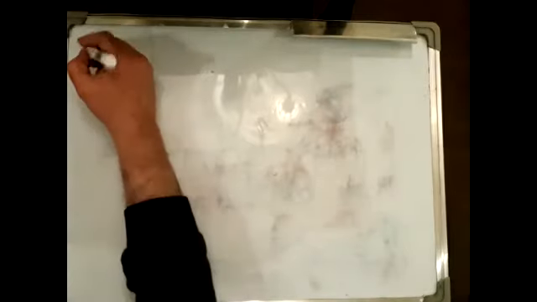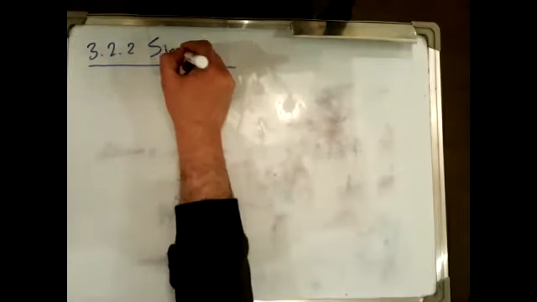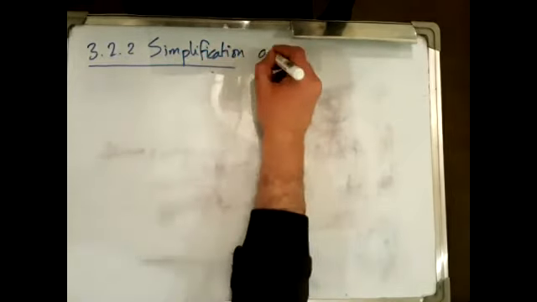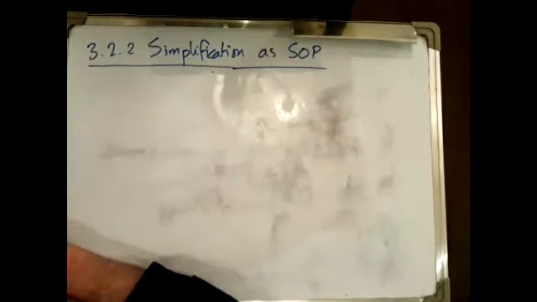Okay, it's getting messy here. So it is section 2.3.2.2, which is basically simplification as sum of product, which we have been doing already.